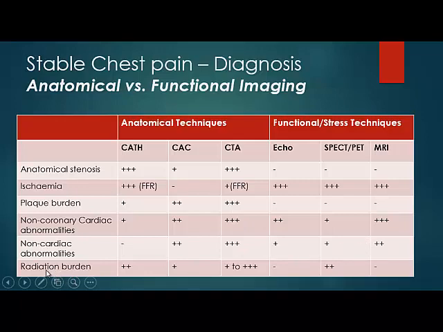In terms of radiation burden, this has got moderate radiation burden. CT depends upon the scanner you're using, the technique you're using. You can have very low dose CT angiogram to a high dose CT angiogram. And we know with nuclear techniques there is moderate radiation dose involved.